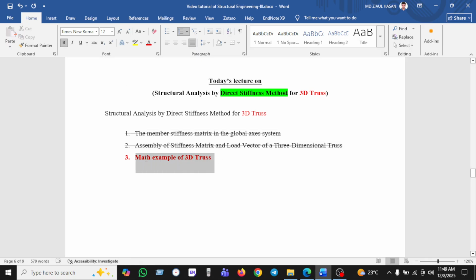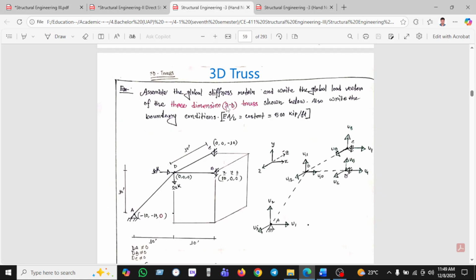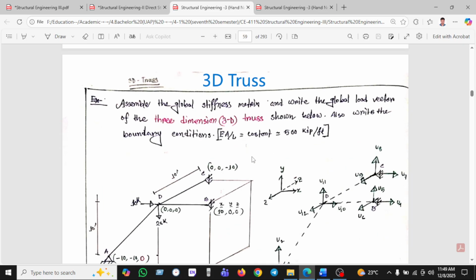Now we can see the math example of 3D trusses. Here is an example. The question is: assemble the global stiffness matrix and write the global load vector of the three-dimensional, which is 3D, trusses shown below. Also write the boundary conditions. EA divided by L, which is called the stiffness, is constant, and is given as 500 kPa.